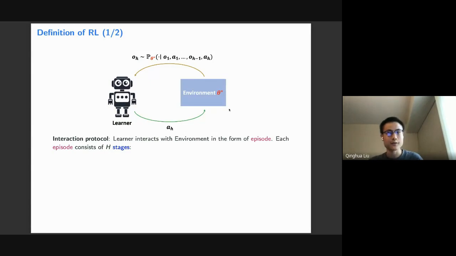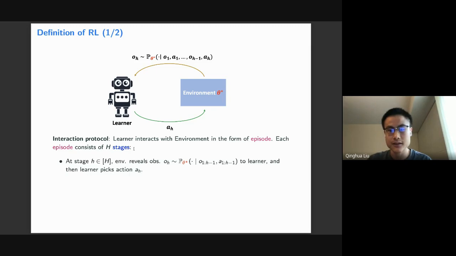To begin with, let's first define what reinforcement learning is. In reinforcement learning, there are two key components. The first one is the learner, and the second one is the environment, parameterized by some parameter theta star. The learner interacts with the environment in the form of episodes. Formally, each episode consists of capital H stages.